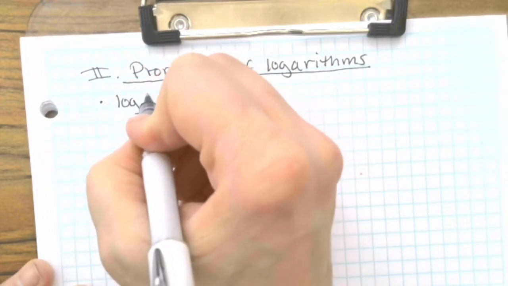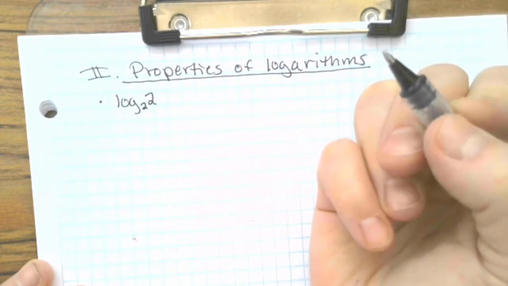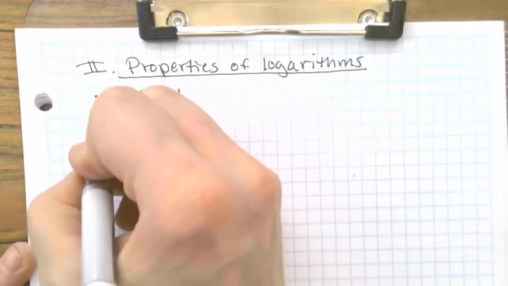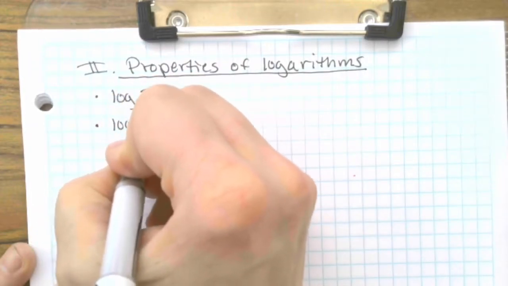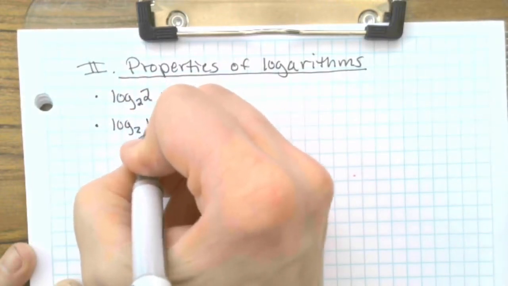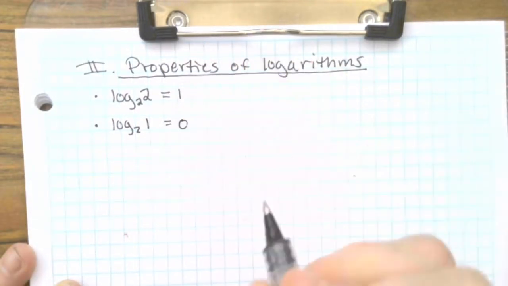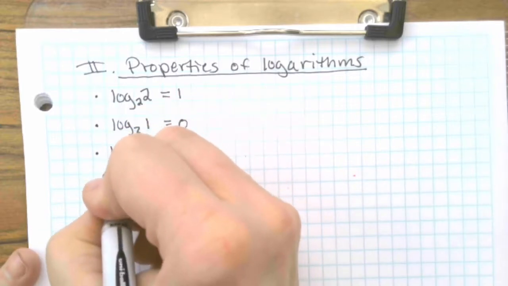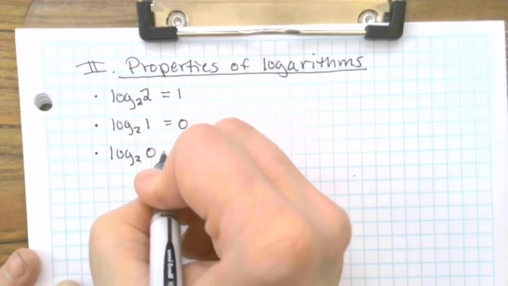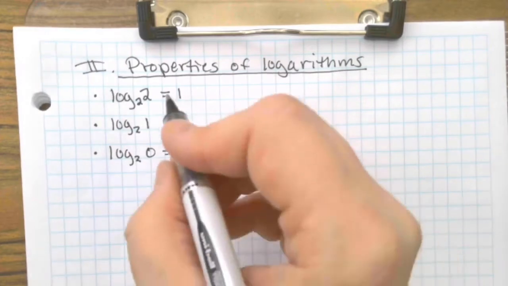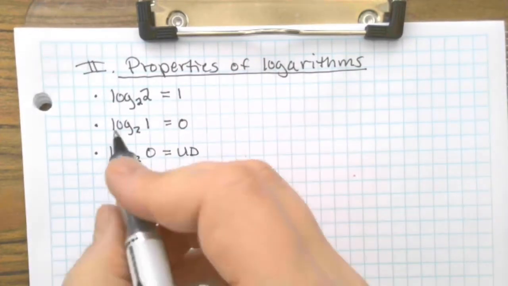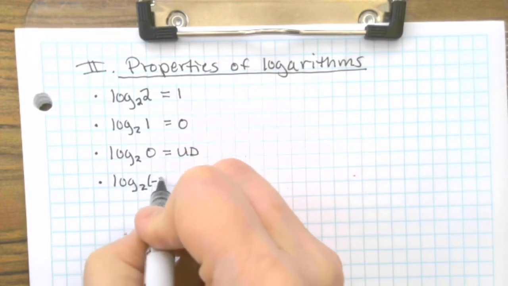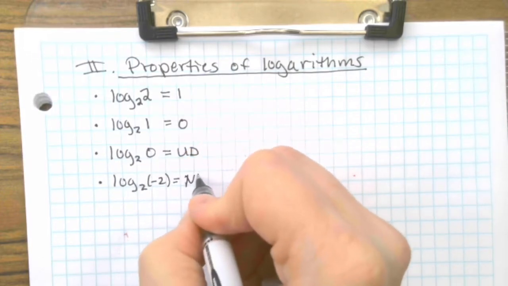Log base 2 of 2 is always equal to 1. If the base and the argument match, it's equal to 1. Log base 2 of 1: anytime your argument is a 1, it's always equal to 0, no matter what the base is. Log base 2 of 0: anytime 0 is the argument, it is undefined. Log base 2 of negative 2, this is not even possible.